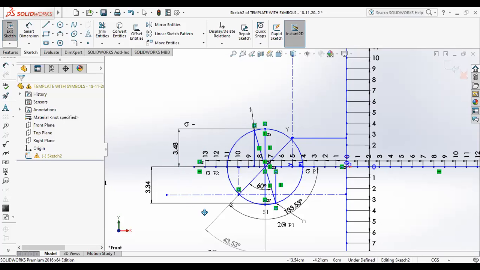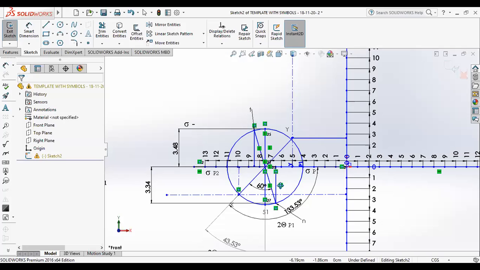Now, in order to achieve tau max, my state of stress, that is the x face, has to be rotated by what angle? To find that, always at the bottom, measure the angle between the x face and s1. Wherever the x is, measure the angle between x and s1. That gives your 2 theta. This is 2 theta s1. Since the measurement is in the anti-clockwise direction, this is positive.